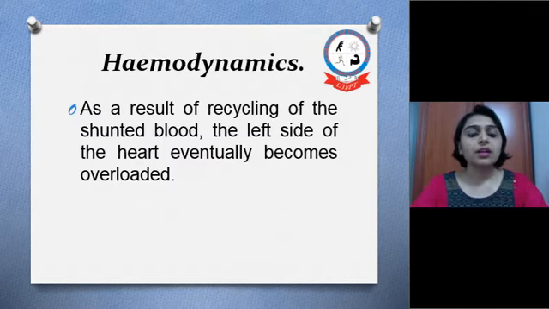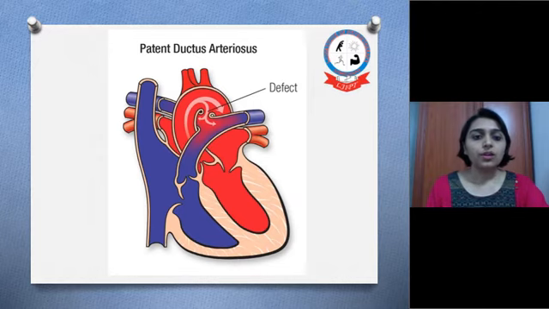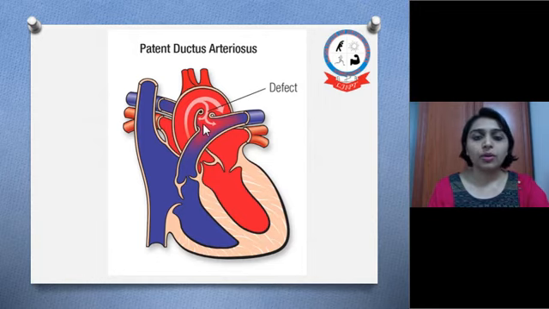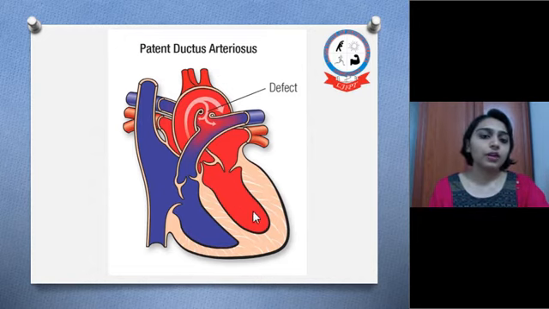As a result of recycling of the shunted blood, the left side of the heart eventually becomes overloaded. So here in figure again we can see that from normal circulation, that is from left ventricle to aorta, blood goes into the pulmonary trunk. From pulmonary trunk through pulmonary arteries, it is going to go into the lungs for purification again, and from where it is going to come back through pulmonary veins into the left atrium and again to left ventricle. So recycling of this blood is continuously occurring and overload of the left ventricle occurs. Because of that there may be left ventricular hypertrophy also.